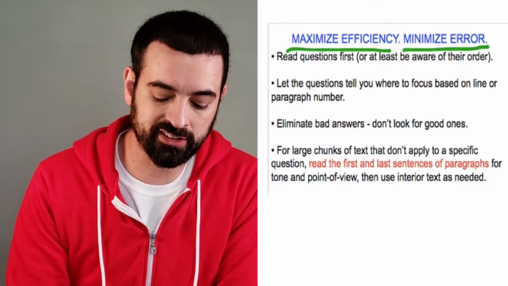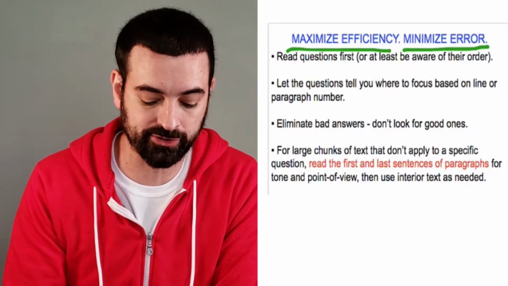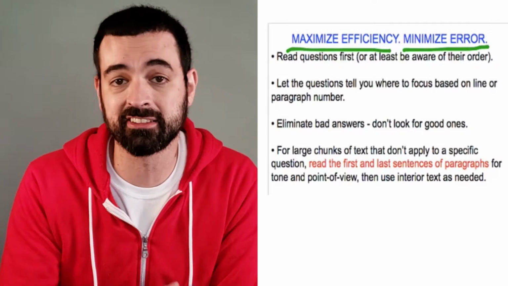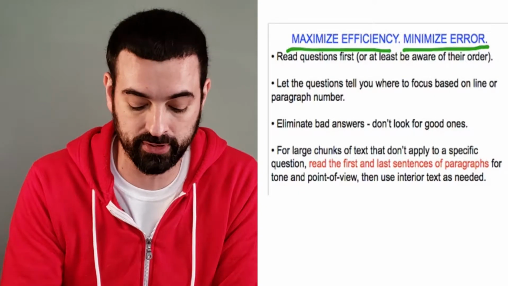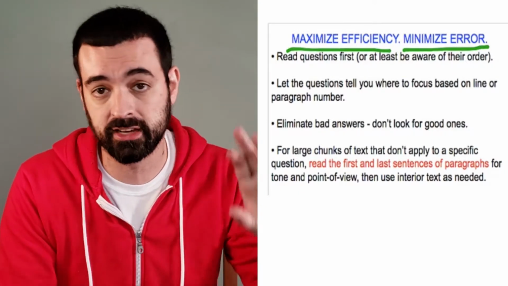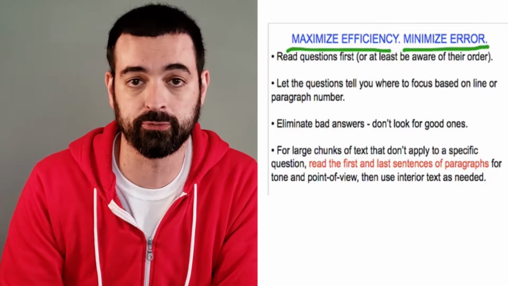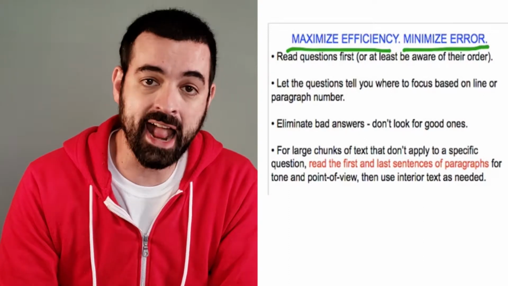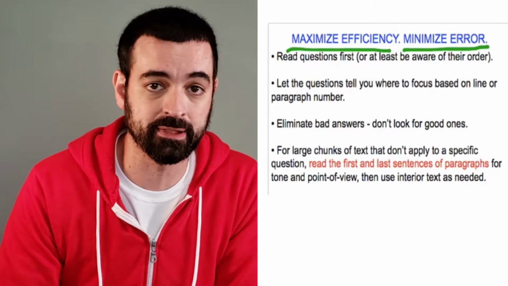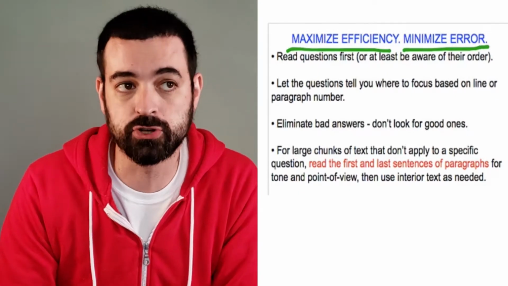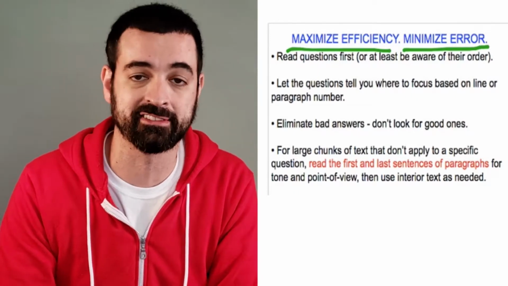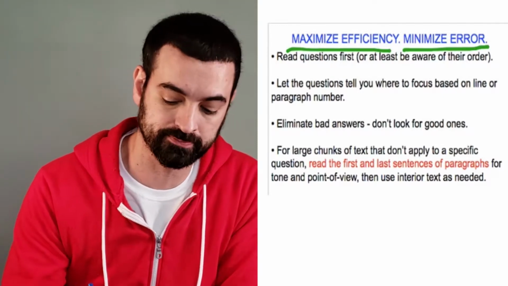For large chunks of text that don't apply to a specific question, read the first and last sentences of paragraphs for tone and point of view, and then use the interior text as needed. You can look for keywords. You can look for names or other phrases that might apply to the test, but you don't need to take a magnifying glass out for every word of a passage.